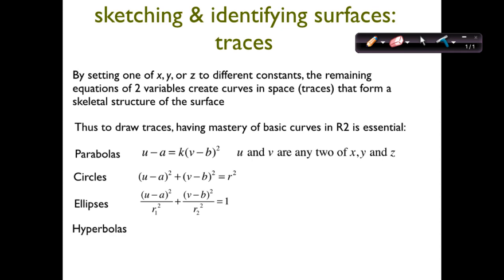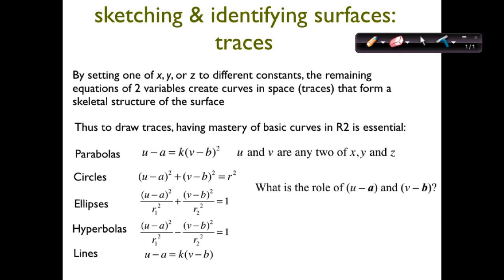Hyperbolas, although we won't do much of this, but hyperbolas are like ellipses but with a minus instead of a plus, but we won't see many of those. But just be aware, that's what you get with an equation like that. And then finally, lines are a linear relationship of the two variables. So again, u and v could be any two of x, y, and z. Anything's fair game. And so if u and v are y and z, then you're sketching a curve in the y-z plane, just the way you did in the xy plane.